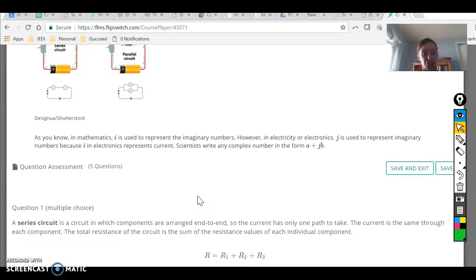We are going to use J instead of I, because in electronics they use J to represent imaginary numbers, because I usually means current. So our complex numbers are going to be written as A plus JB instead of A plus IB. Okay, so question 1.